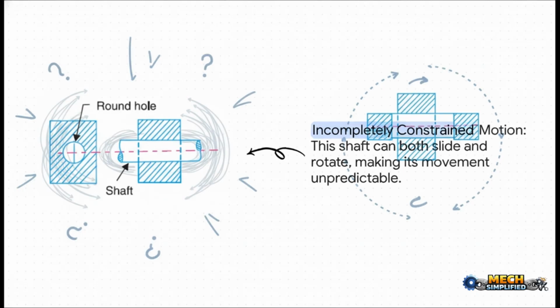So check this out. This is a perfect example of what you don't want. You've got a round shaft in a round hole. What's it going to do? Well, yeah, it can slide back and forth, but it can also just spin around. Its motion is incompletely constrained. If you push on it, you don't really know what's going to happen. And that is not a good machine.